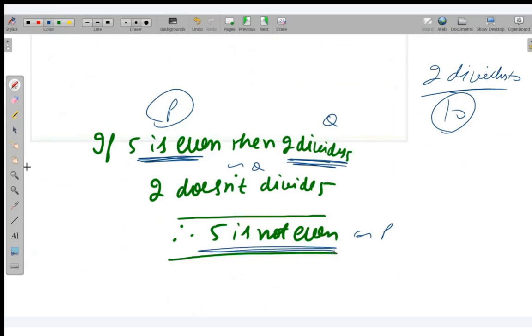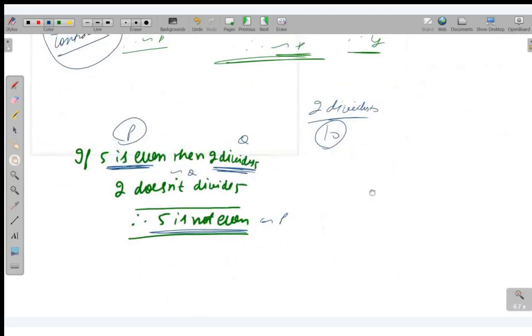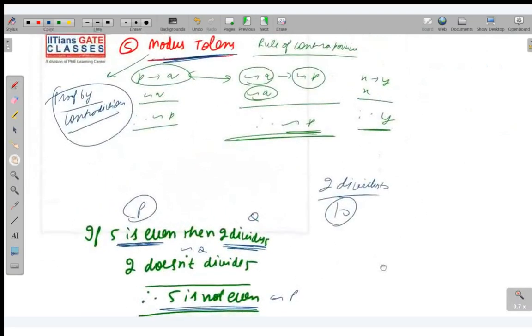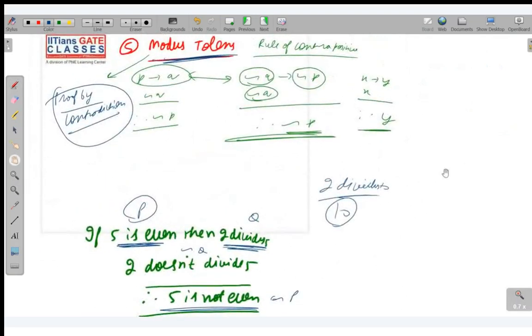Okay, please take a snapshot. I will jump to the next slide. This is all about modus tollens.